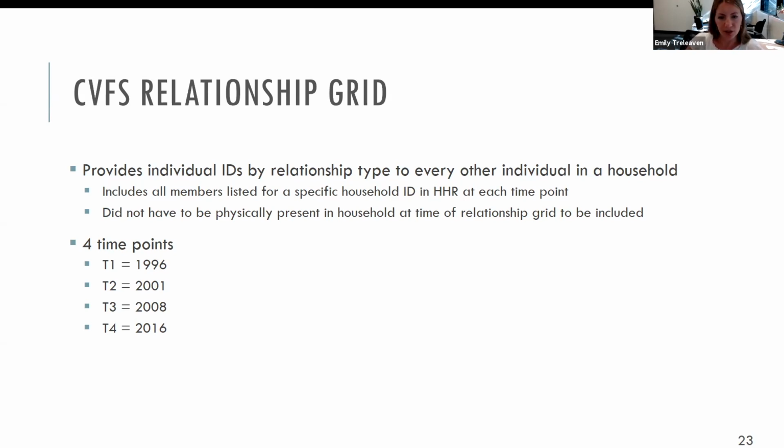We've created relationship grids at 4 time points: 1996, 2001, 2008, and 2016. Currently, the time 1 relationship grid is available through ICPSR, and we're working on making restricted use versions of later time points available soon.